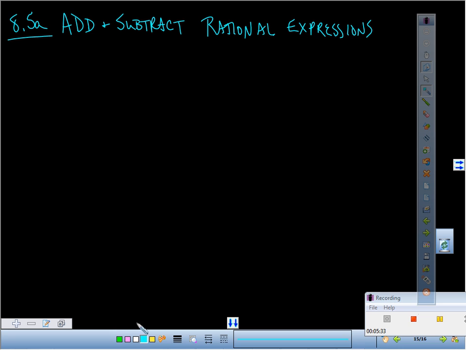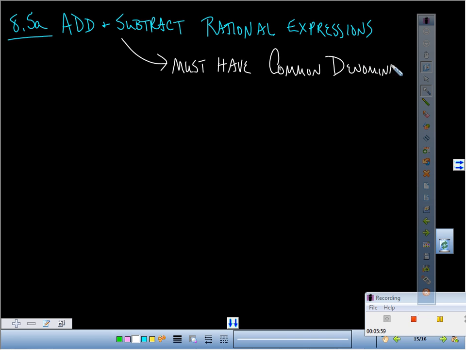Okay, so let's talk about this first. In order to add and subtract rational expressions, what must you have? Common denominator. Very good. You must have a common denominator. All right? Now, what is that common denominator called? A least common multiple. Okay? He's called a least common multiple. Why did I write it like that? There you go. It's called an LCM.